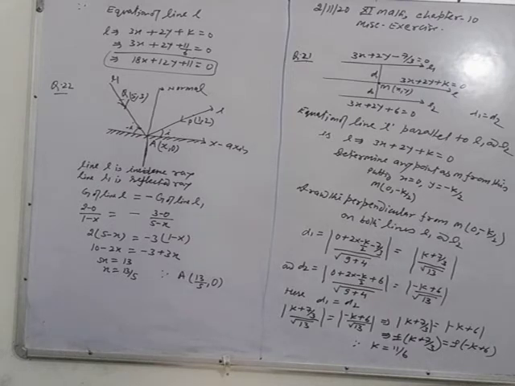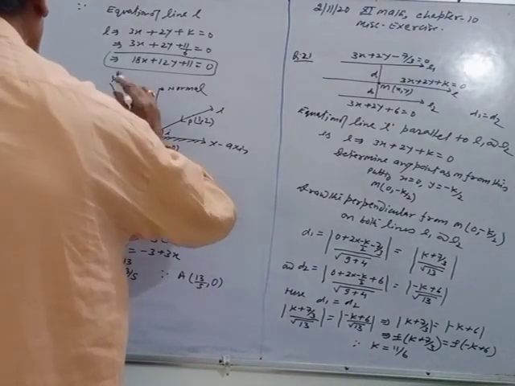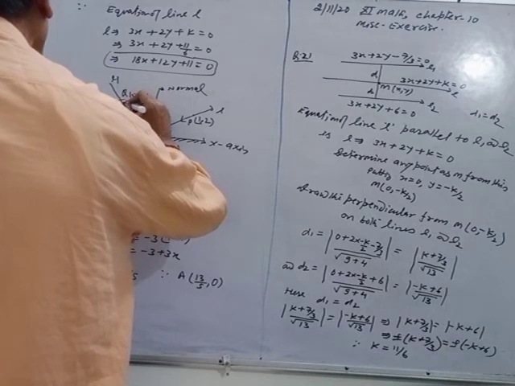Now see question number 22. A ray of light passes through the given point P(1, 2), you can take it as point P(1, 2), and it is incident at point A. A lies on the x-axis. Here you can assume the x-axis as a mirror. So the ray of light is incident at point A. A lies on the x-axis, so here you can take the coordinate of A as (x, 0). And the reflected ray passes through the point Q.